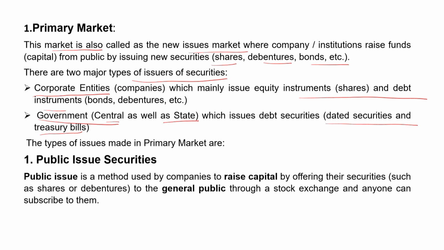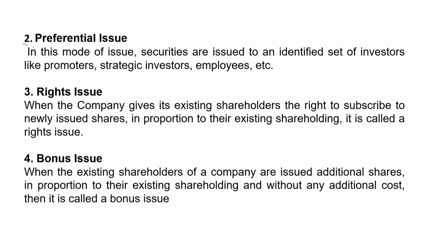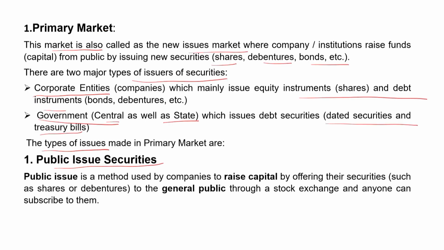Now let us have a look at the different types of issues that are made in the primary market. The first one is the public issue of the security. The second one is the preferential issue, then the rights issue and the bonus issue of the share. So these are the different types of issues that are made to the public in the primary market segment.